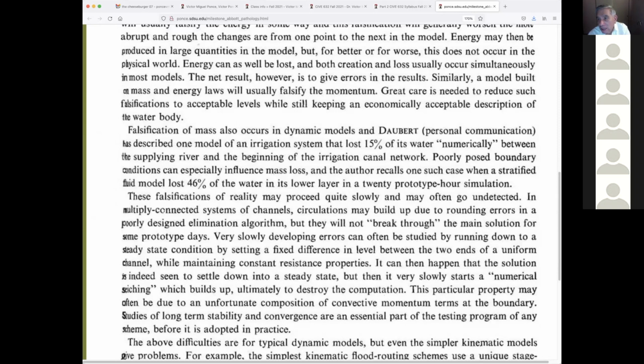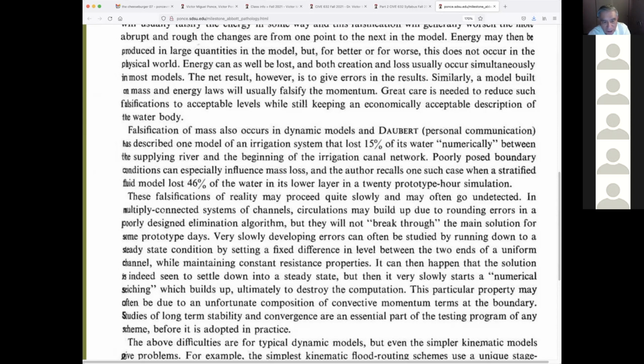If the model is not accurate, then you might as well throw it away and start all over again with something else. And that's why we talk about the grid independence of the Muskingum-Cunge method. I'm sold totally on it, because the opportunities for it to go wrong are myriad, and it doesn't go wrong. I already showed that to you, okay? So in here, these falsifications of reality may proceed quite slowly.